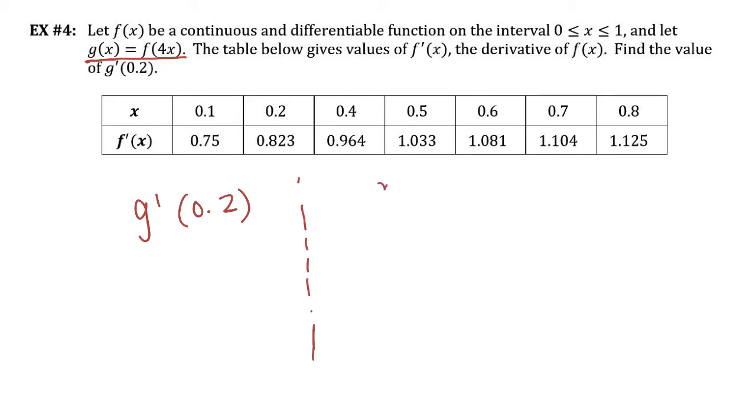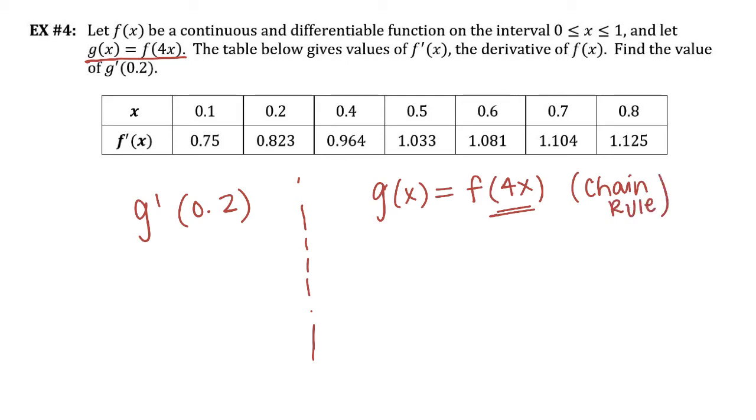Well, remember that g of x, they just told us, is equal to f of 4x. And this notation is going to imply the chain rule again. This is chain rule, and we know that because of the 4 being on the inside part of the function. So when we go through doing our derivative, what we need to do here is the chain rule.